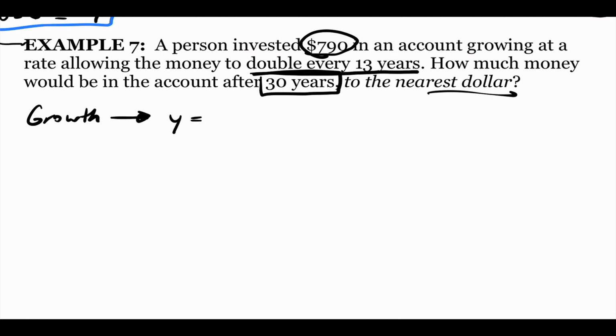So we say y equals, what's the initial amount? 790 times 1 plus, we don't know what r is. Again, we don't know what r is. We know it doubles every 13 years, but we don't know what the rate is, to the power of x. Again, I can't plug in 30 unless I have r, so I need r. Okay, so let's write down what I know on a table.